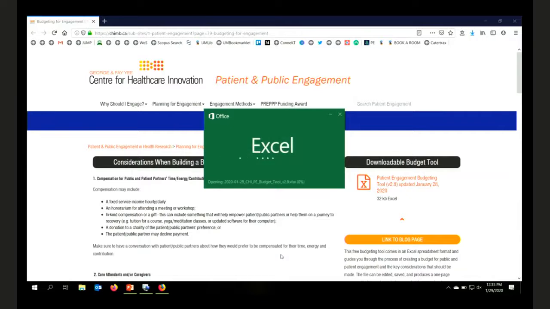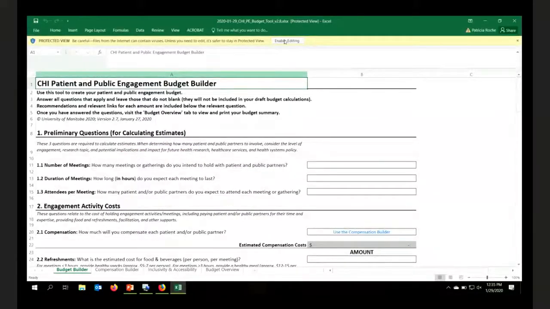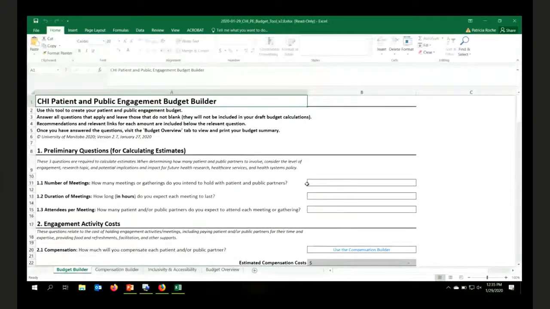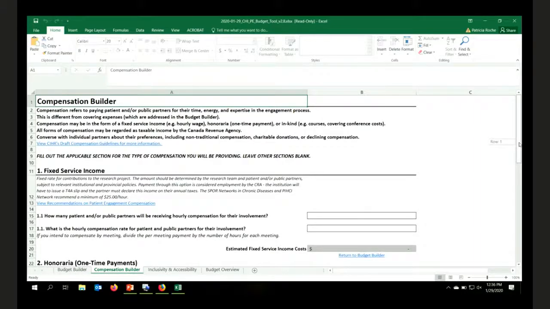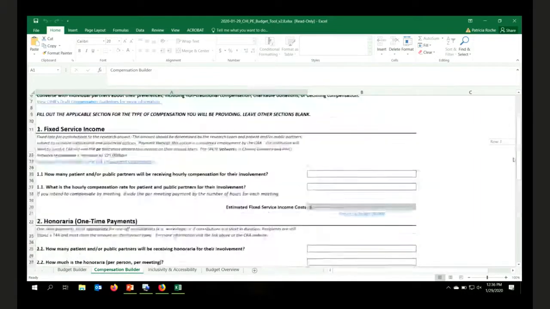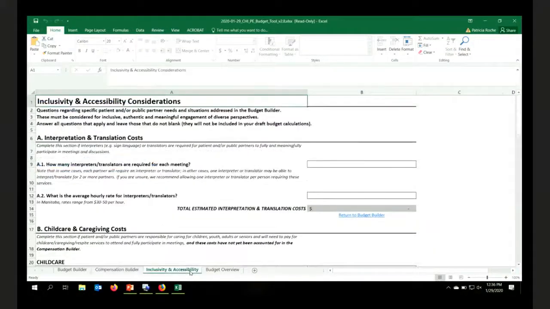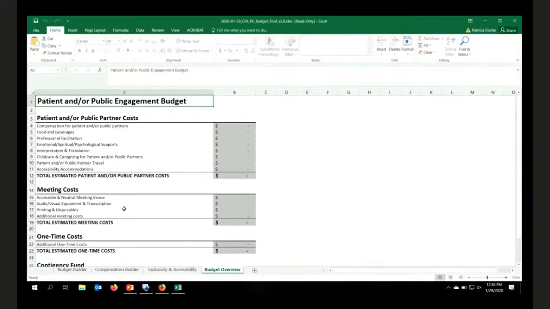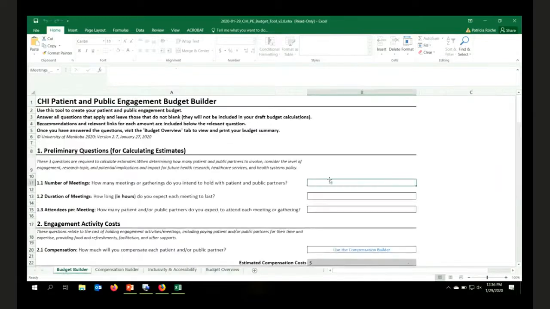Hopefully you have Microsoft Excel or a similar program. Enable editing, first thing you want to do. I've protected these sheets so that you can easily tab through. These white boxes are where you want to enter your information. Follow along the instructions. I know it looks a bit daunting at first, but it's intended to just go through. There's this main budget builder page, that's kind of our home page here. We have other tabs for building compensation, again based on those guidelines for the different forms. We have some considerations for inclusivity and accessibility, and then we have the one-page summary that you can print out or attach to a grant.